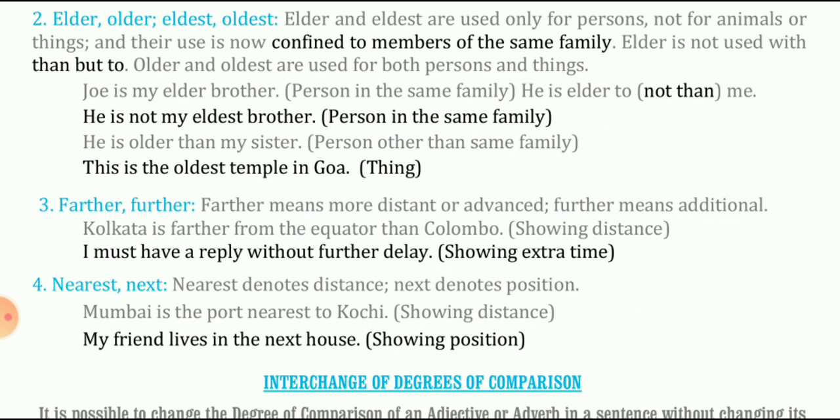Here we are talking about anything. That's why we have used oldest. So you should understand this thing, that elder and eldest can be used in family, while older and oldest can be used for things and for person as well, but other than same family.